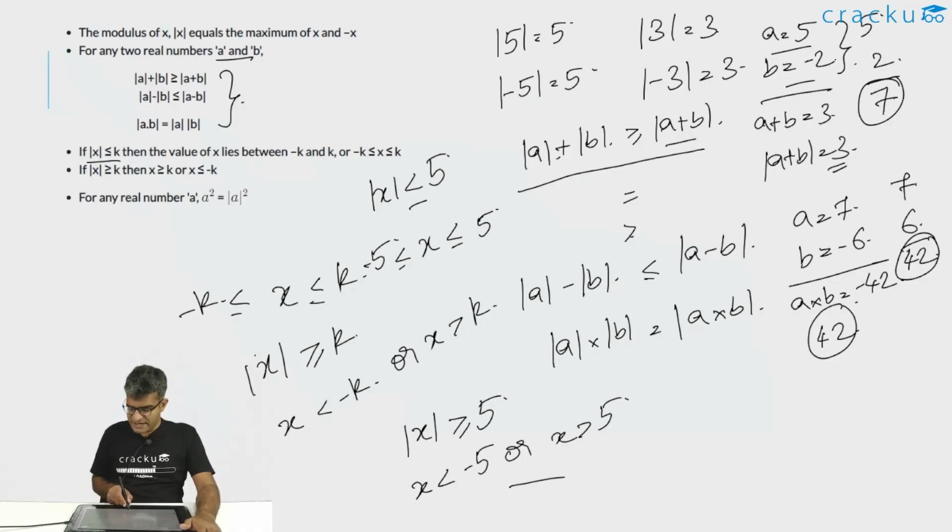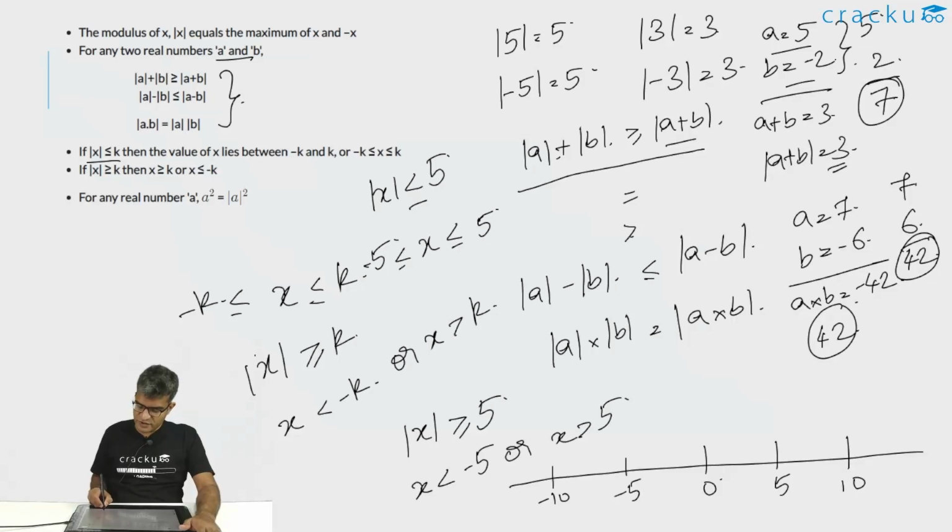If you are looking at a number line, here you have minus 10, here you have minus 5, here you have 0, here you have 5, here you have 10. Between minus 5 and plus 5, the value of modulus of x is less than 5.